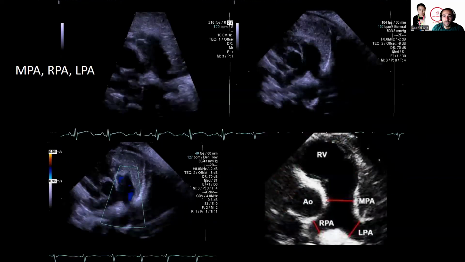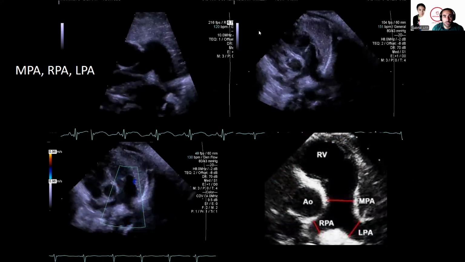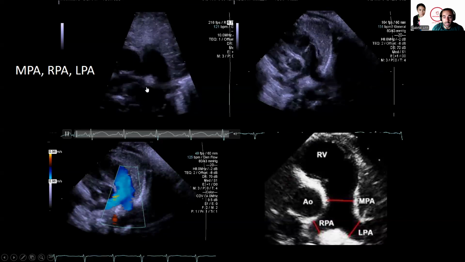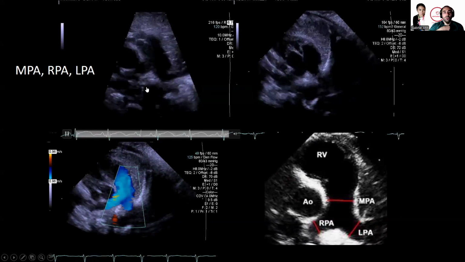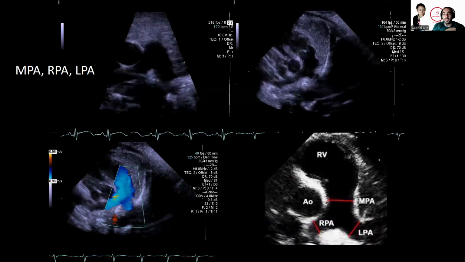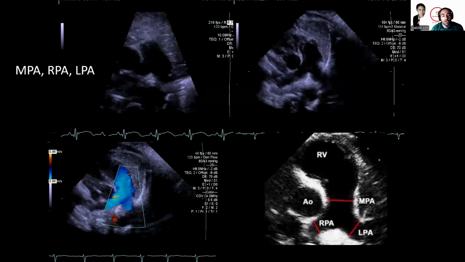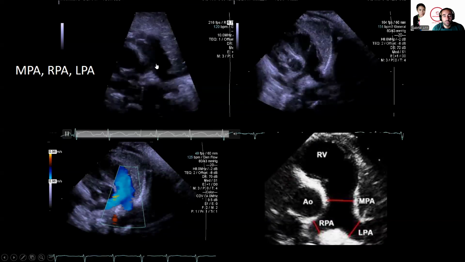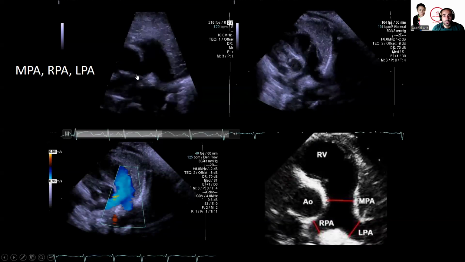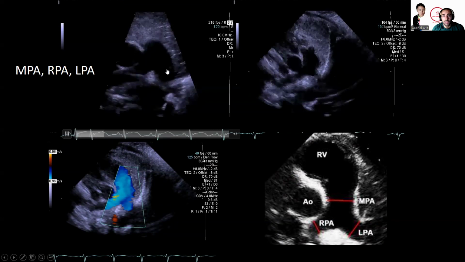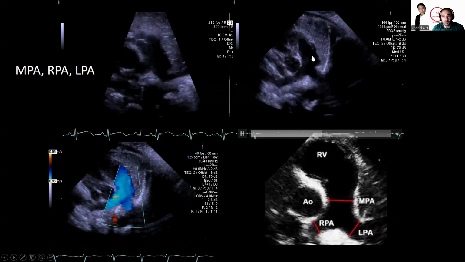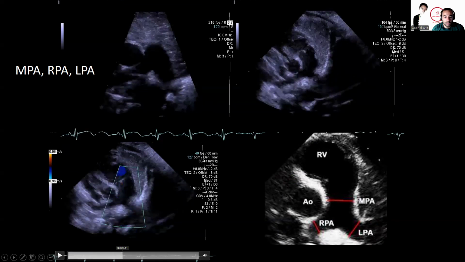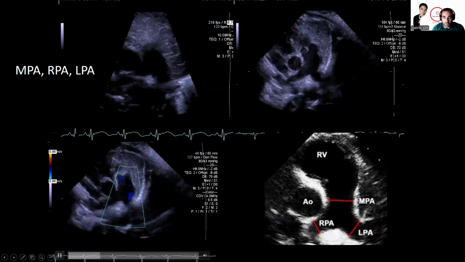You can also use this view if you translate your probe to see what we call the main pulmonary artery. This is a more advanced application where instead of being more central, you would then go more towards the left side of the chest of the patient where the pulmonary arteries are coming off and bifurcating. And we call it sometimes the mustache view or the pants view, where you have the right pulmonary artery and left pulmonary artery, as well as the main pulmonary artery at its trunk. And this is when you put color and you see the 2 pulmonary arteries being filled.